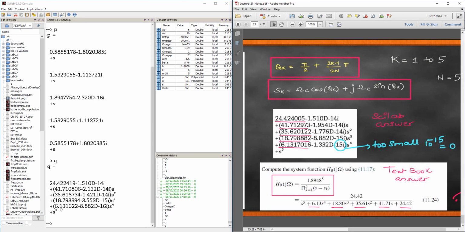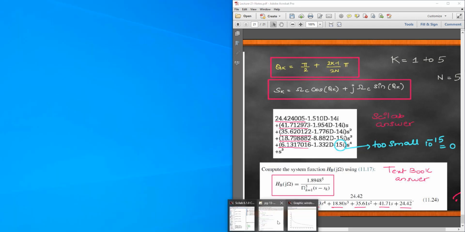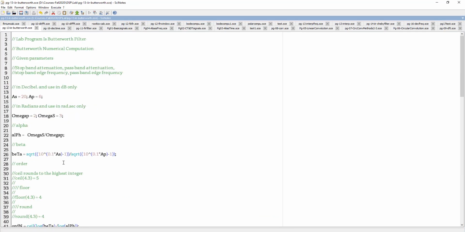polynomial. If you see the final answer, you see the Butterworth polynomial that is given here, S5 plus 6.3. You see this because the imaginary parts are minus 14, minus 15, so they are very small, and that is equivalent to 0. So 6.13, 18.80, 35.6. It is exactly matching this polynomial. Alright, so that is how you do your Butterworth filter.